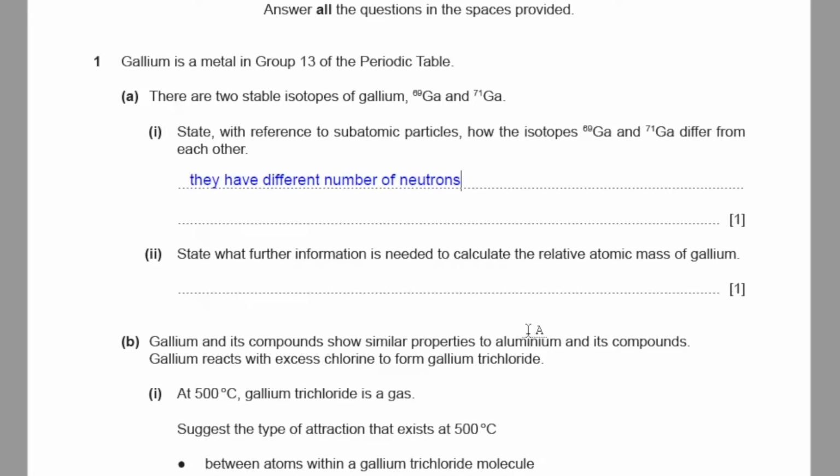Part 2. State what further information is needed to calculate the relative atomic mass of gallium, since there are two isotopes of gallium existing, so we need their relative abundances in here. To calculate the relative atomic mass of gallium.